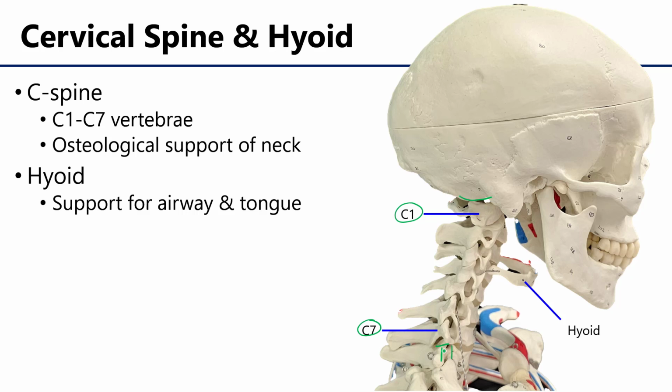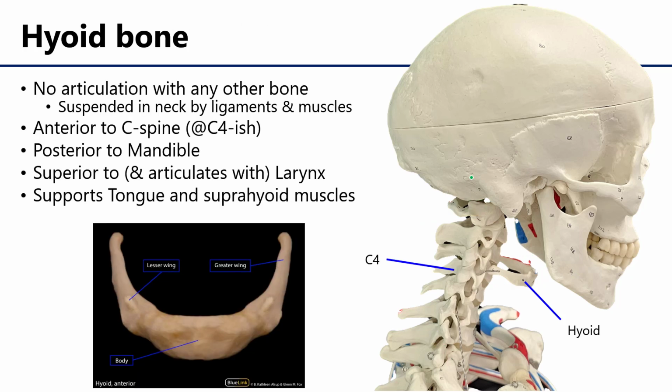The other major osteological structure of the neck is the hyoid bone, which we can see here. The hyoid bone is sitting anterior to the vertebral column of the C-spine, posterior to the mandible, and inferior to the remainder of the skull. So let's start with the hyoid bone. Let's address this first and then focus on the C-spine.